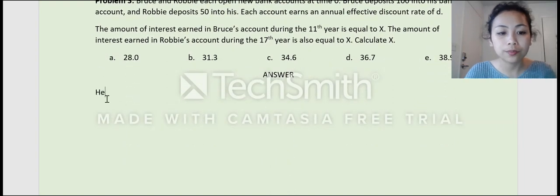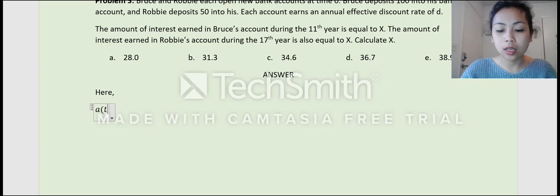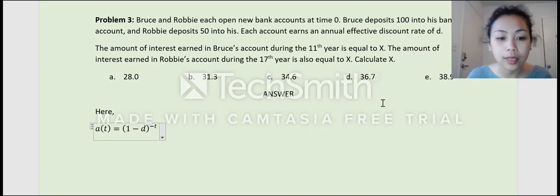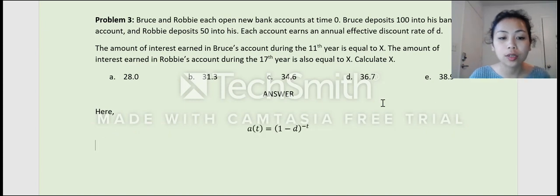So here the accumulation function is a of t equal to (1 minus d) to the power of negative t. That is the accumulation function.